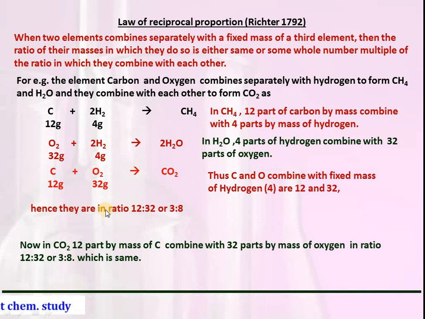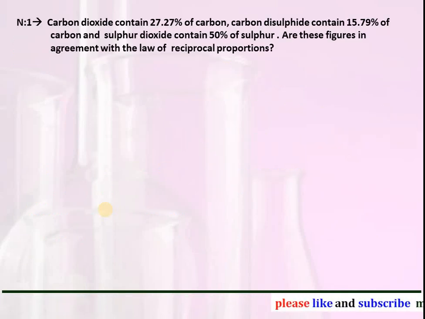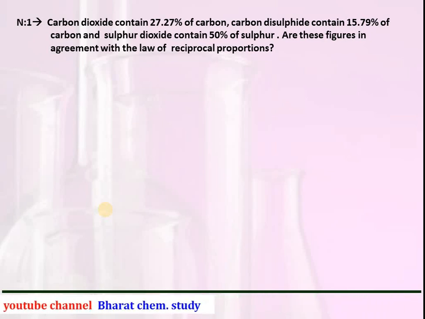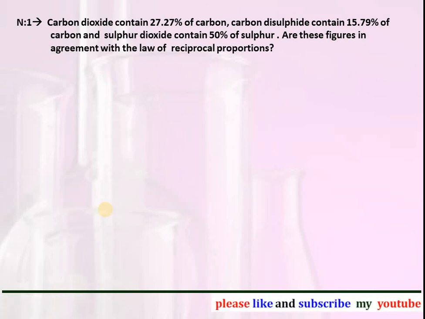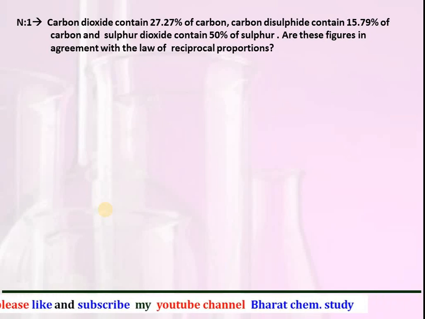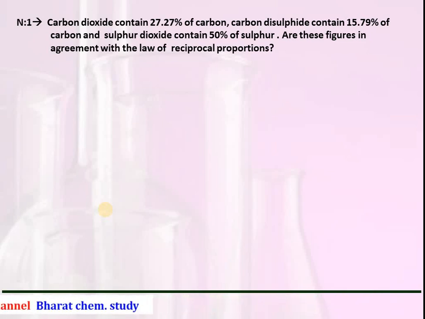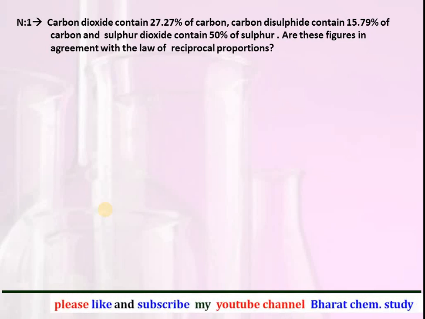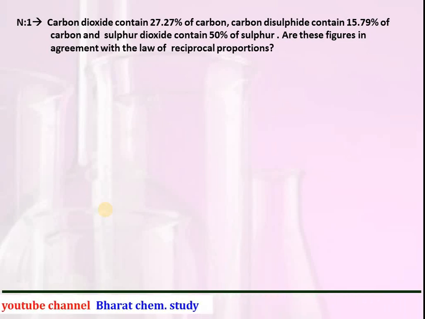Let's take one more example to understand it more clearly. Carbon dioxide contains 27.27% of carbon, carbon disulfide contains 15.79% of carbon, and sulfur dioxide contains 50% of sulfur. All these figures are in agreement with the law of reciprocal proportion that we have to show. So again here three different products are given. So let's make the equation for them first.